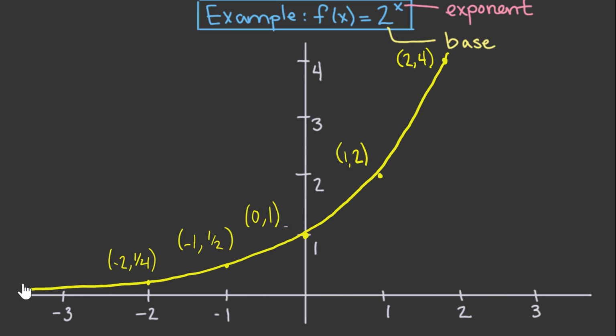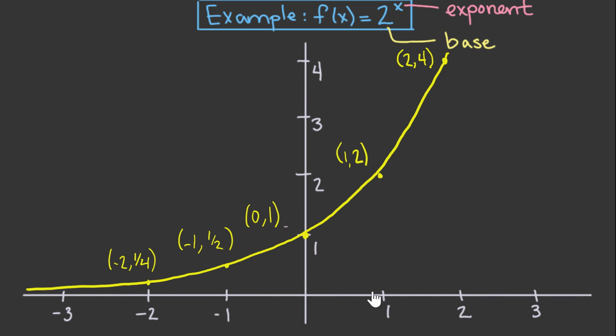Notice the trend of this function. It is getting large very quickly. At each integer value, it's going to double as I move in the positive x direction. And for each negative integer value, it is going to decrease in value by half. So it's getting very small, very close to 0 very quickly in the negative x direction.